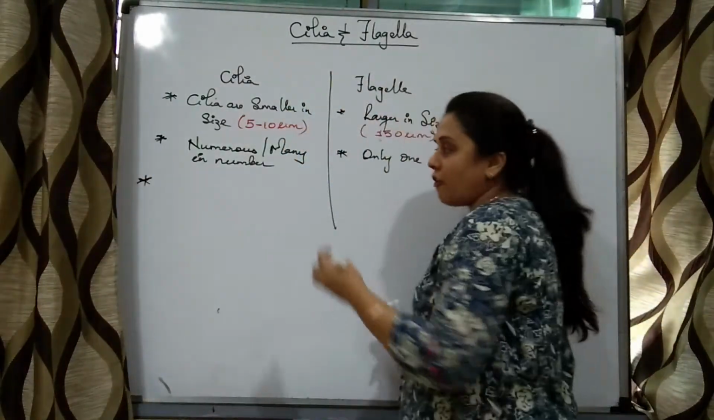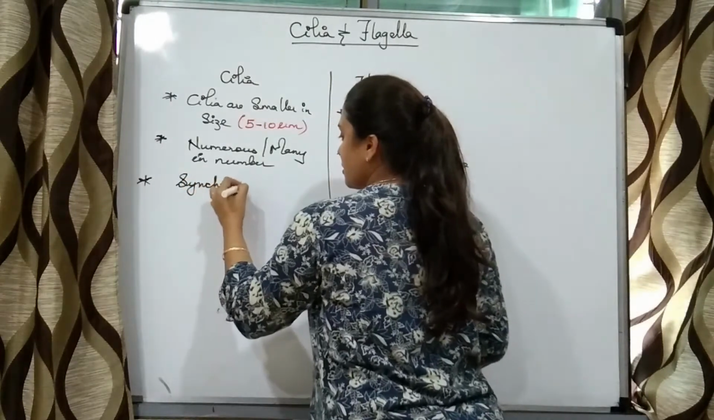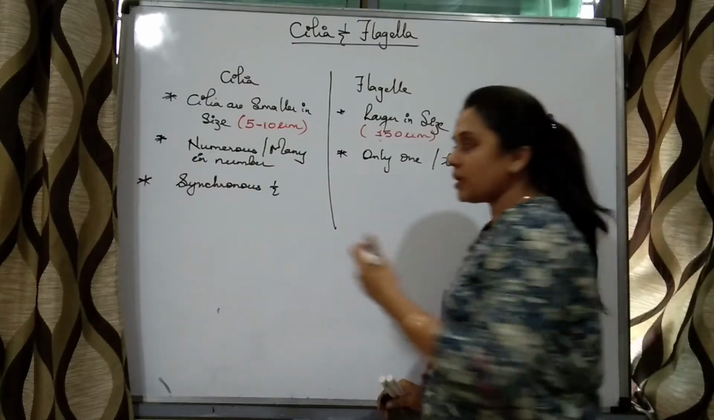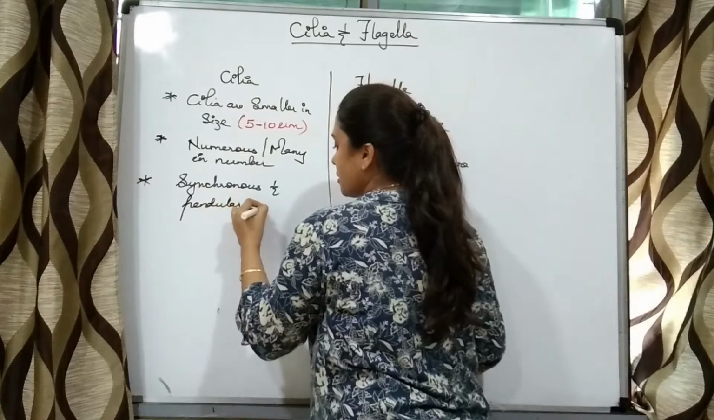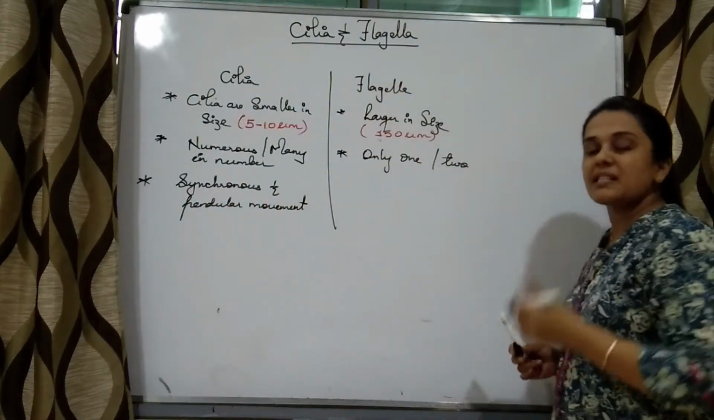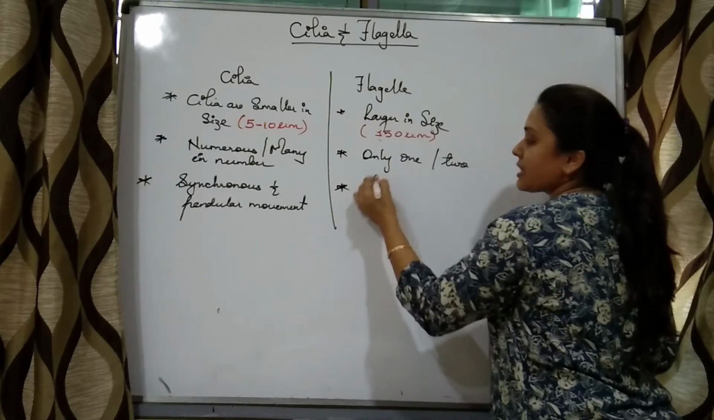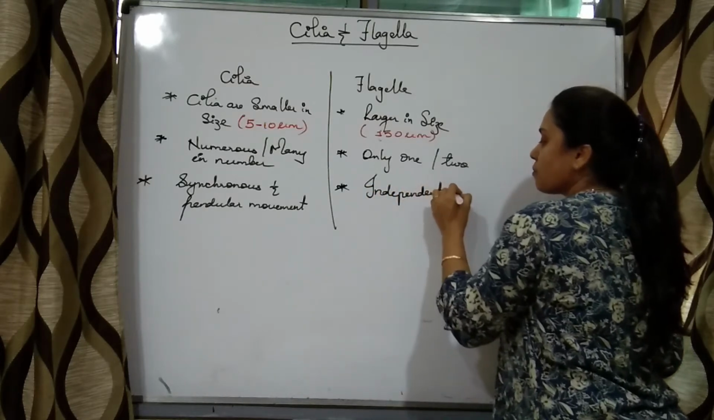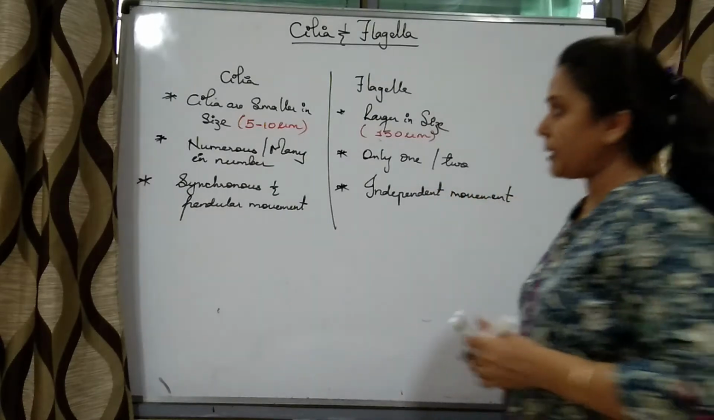The beating of the cilia is synchronous and it is a pendular type of movement. So cilia beat synchronously with pendular movement. Flagella have independent movement.